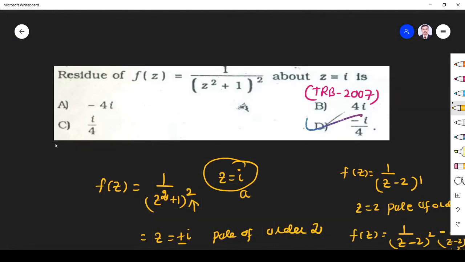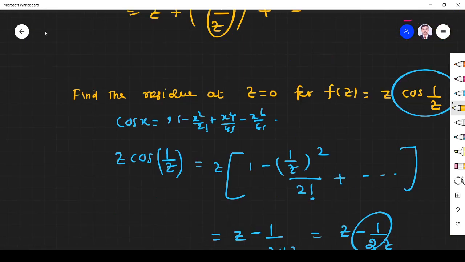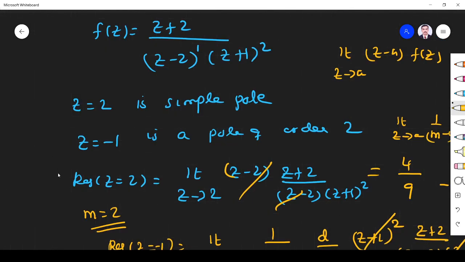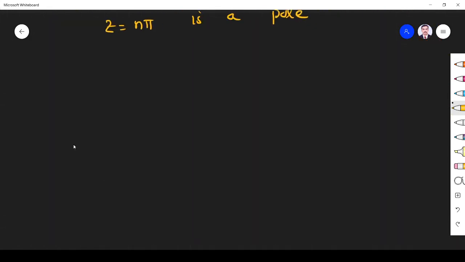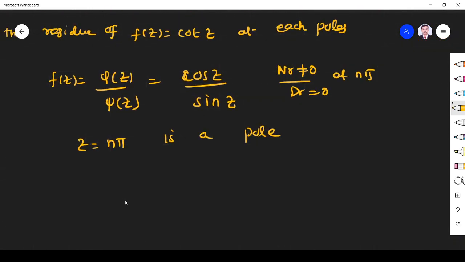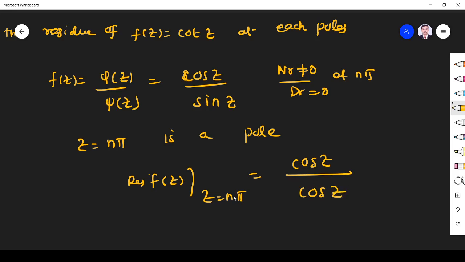So what we are going to do is keep the numerator as it is and differentiate the denominator, as per case 2, because the numerator is non-zero and the denominator is 0. So the residue of f of z at z is equal to n pi is given by: keep the numerator as it is, differentiate the denominator with respect to z, so it is cos z. Now you substitute z is equal to n pi, it will become 1. So the residue of cot z is 1, right? It's a way to solve.